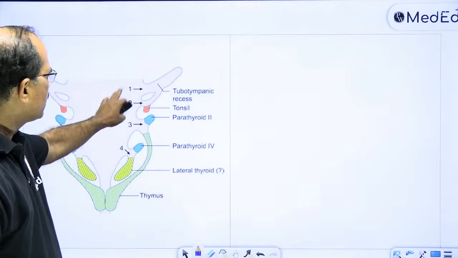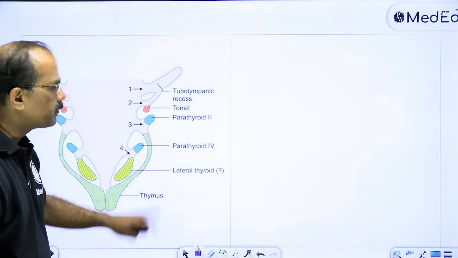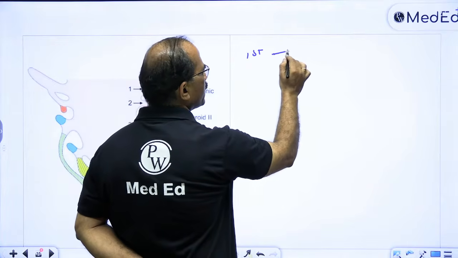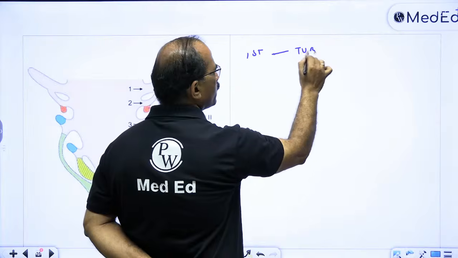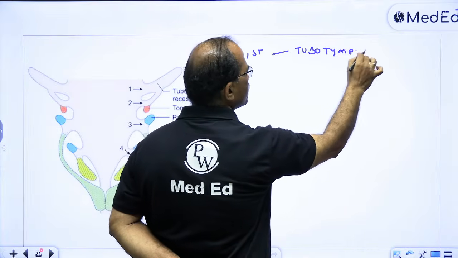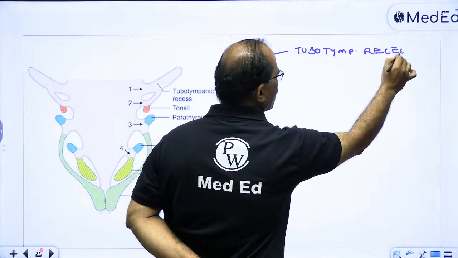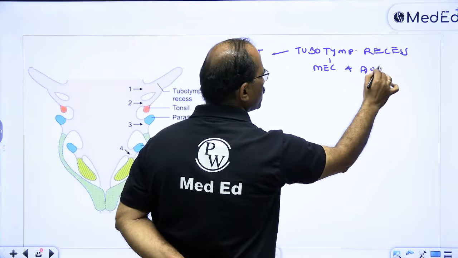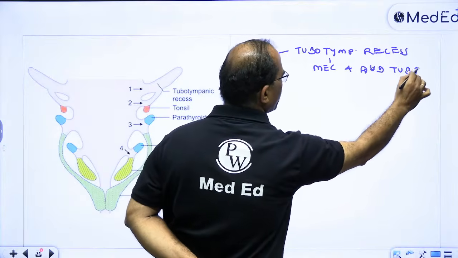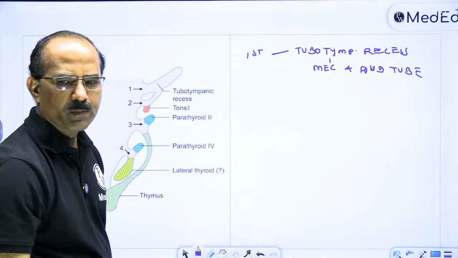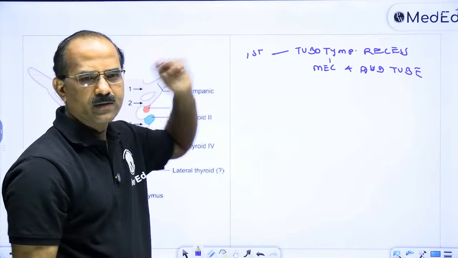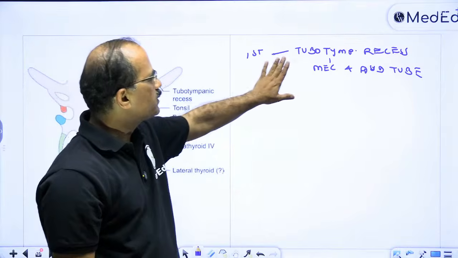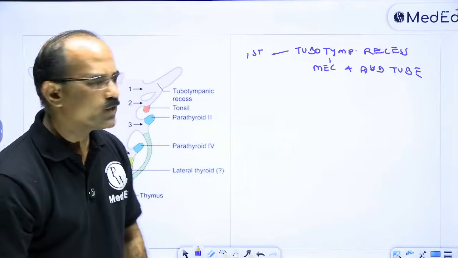बस यही याद रखना. These are the endodermal pouches. From the first endodermal pouch, you get tubotympanic recess. इससे बनता है middle ear cavity and auditory tube. This is very important. This tubotympanic recess forms the middle ear cavity and eustachian tube.